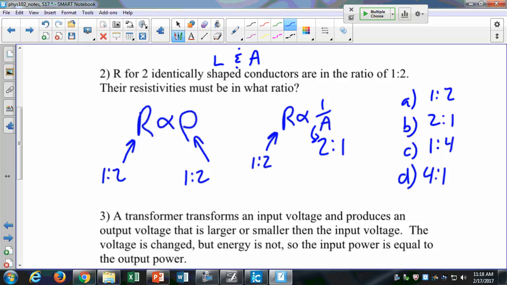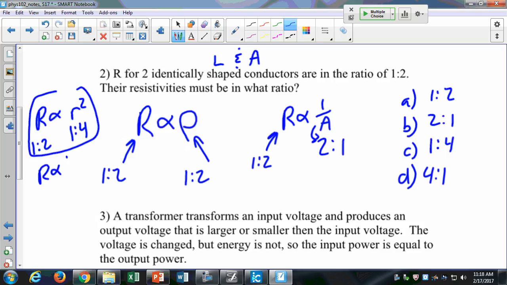Or what if I had a squared relationship, a quadratic relationship? R is proportional to the radius squared. If I have a 1 to 2 relationship over here, what am I going to have on the right-hand side? 1 to 4, right? Or, this isn't the actual relationship for resistance. We know actually it's 1 over R squared. And so if I have a 1 to 2 here, I'll have a 4 to 1 relationship over here.